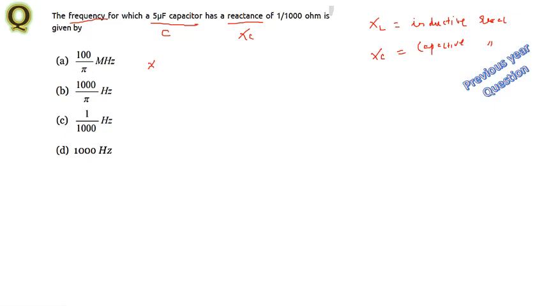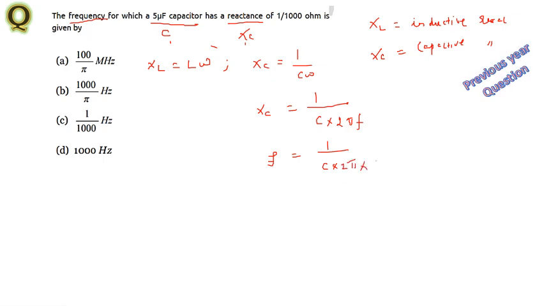Already we have seen the XL value is L omega. Similarly, the Xc value is 1 divided by C omega. Now, the Xc value and the C value are given, and they are asking about the frequency. So I substitute: Xc is equal to 1 divided by C into 2 pi F, where F is the frequency. So F is equal to 1 divided by C into 2 pi into Xc.